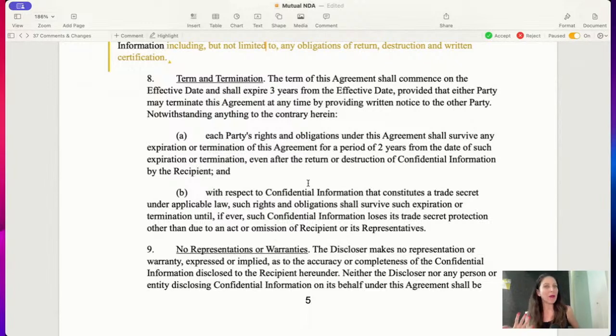Right? These types of things are what a redline leads to. It is not a fight. It is not an argument, especially because this is a mutual NDA. Anything I'm asking of them, they get from me and vice versa.